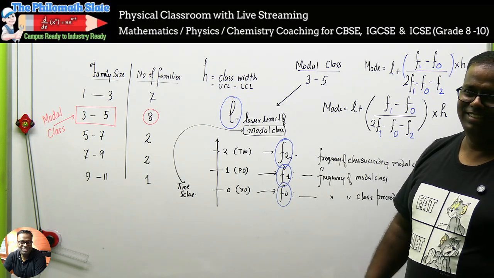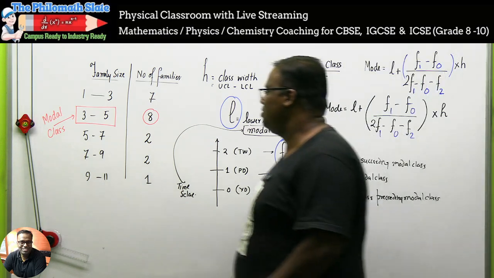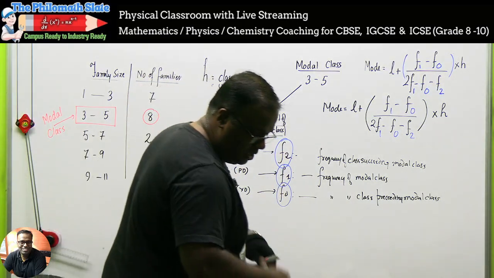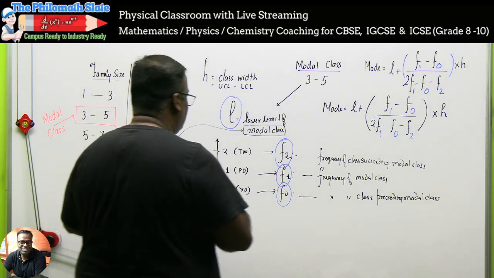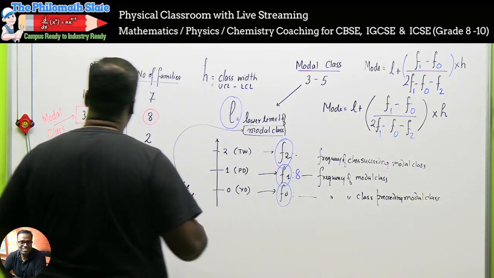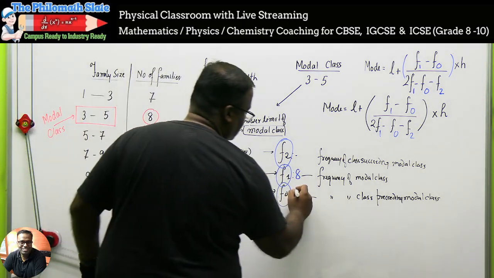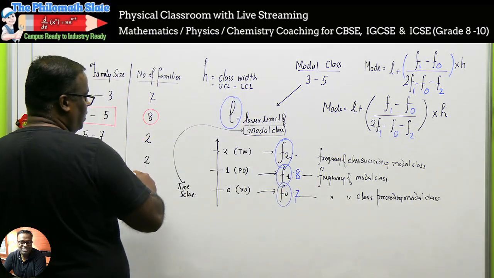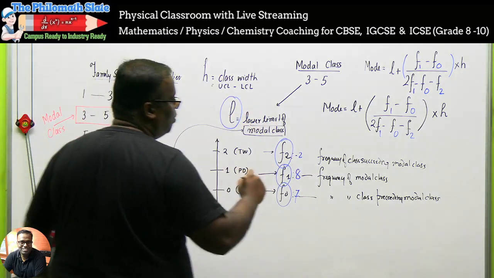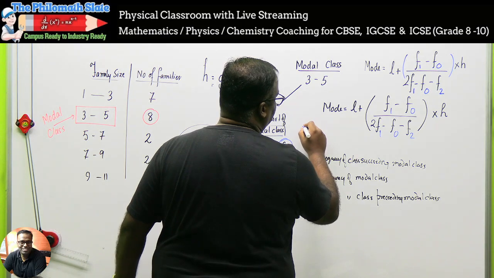Okay, let's solve this problem. So what is the value of F2? Guys, can you tell me? Let's go one by one. What is the frequency of the modal class? 8. This value is 8. What is the frequency of the class preceding? 7. What is the frequency of the class succeeding? 2. So our mode should be equal to, what is L?